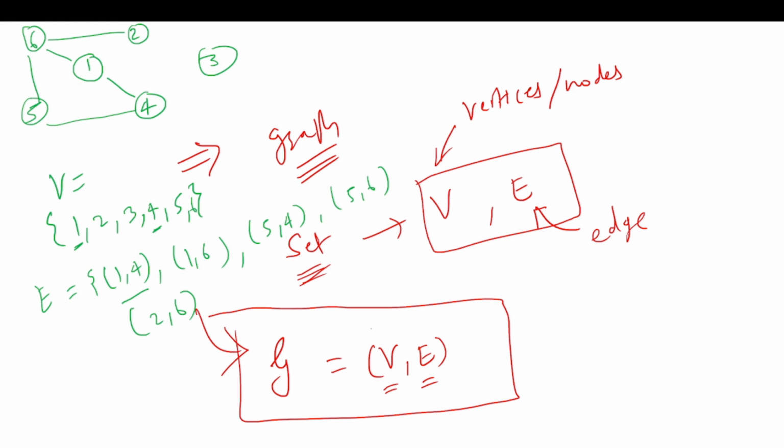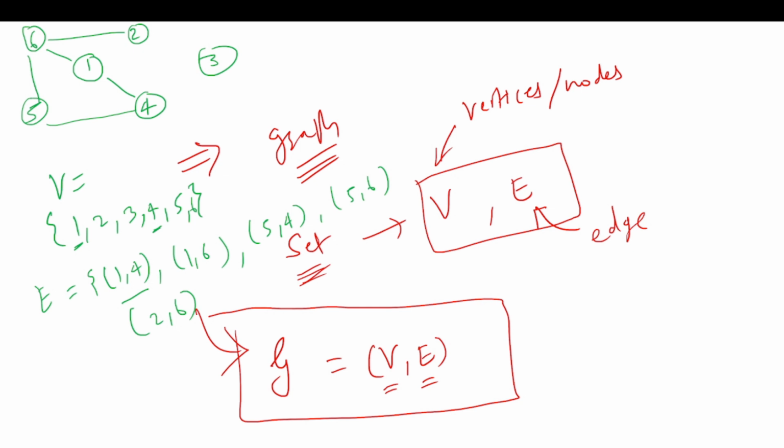Now you can observe what I was saying about a graph. A graph contains a set of vertices and a collection of its pairs, like this. I think you understood this point that I was talking about. So this is called a graph.